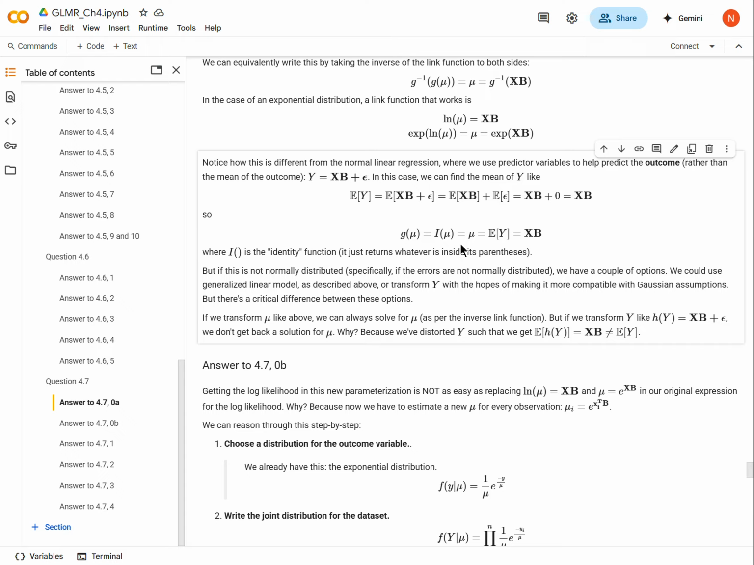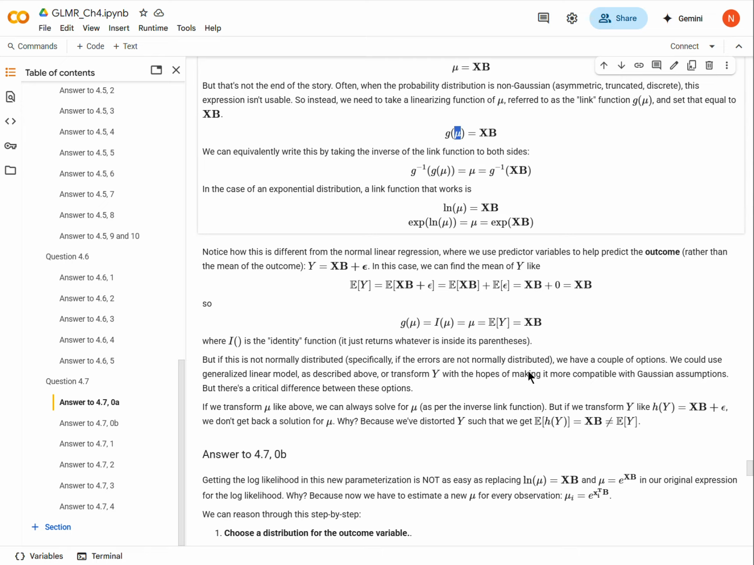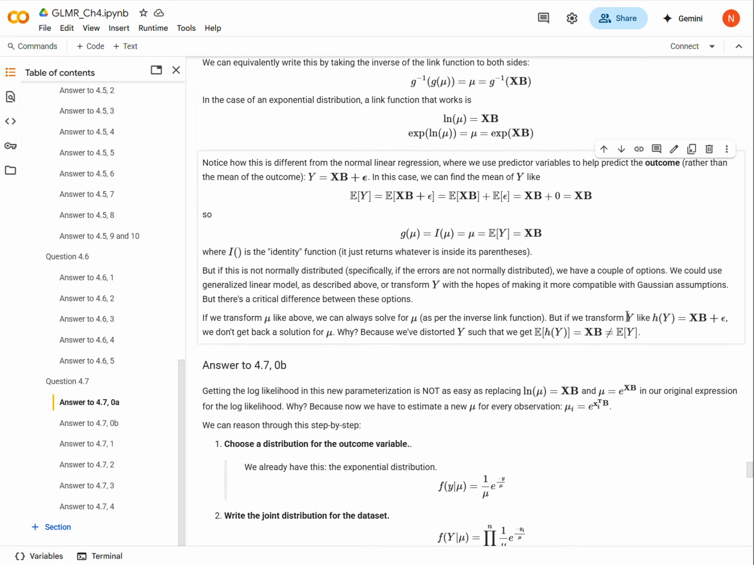But again, if we're not assuming a normal distribution, then we have to do something different. Now, one thing that we have done up until this point is to transform y. Notice that is different than transforming mu, a parameter that's describing y. We might call that h of y equals something, and the hope is that by transforming y, we are somehow making it more compatible with the assumptions of a normal distribution.